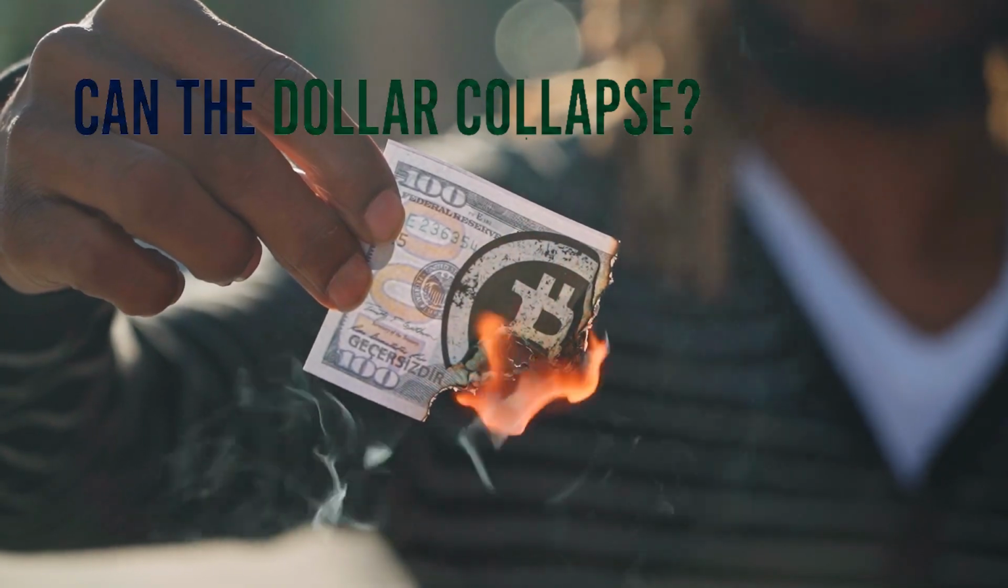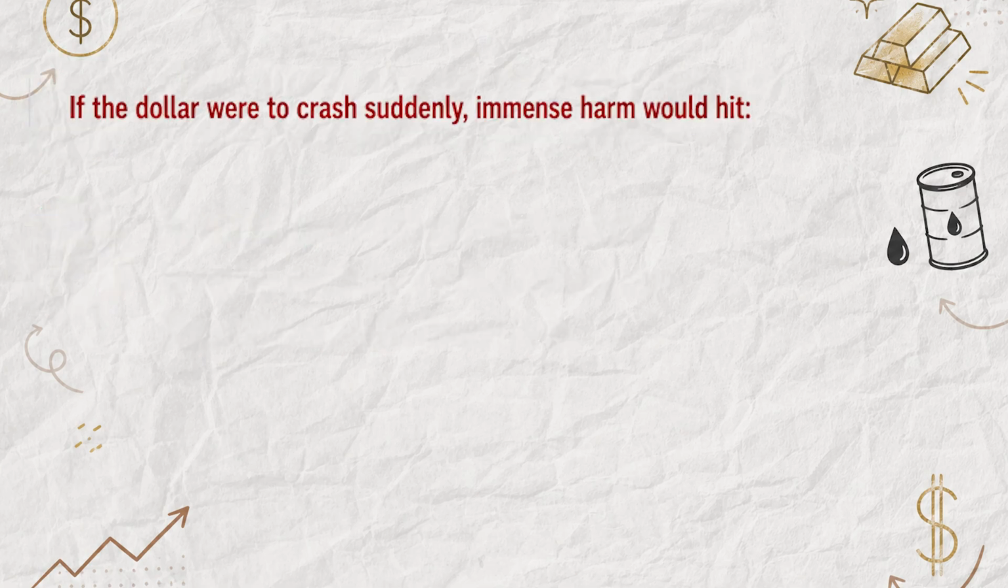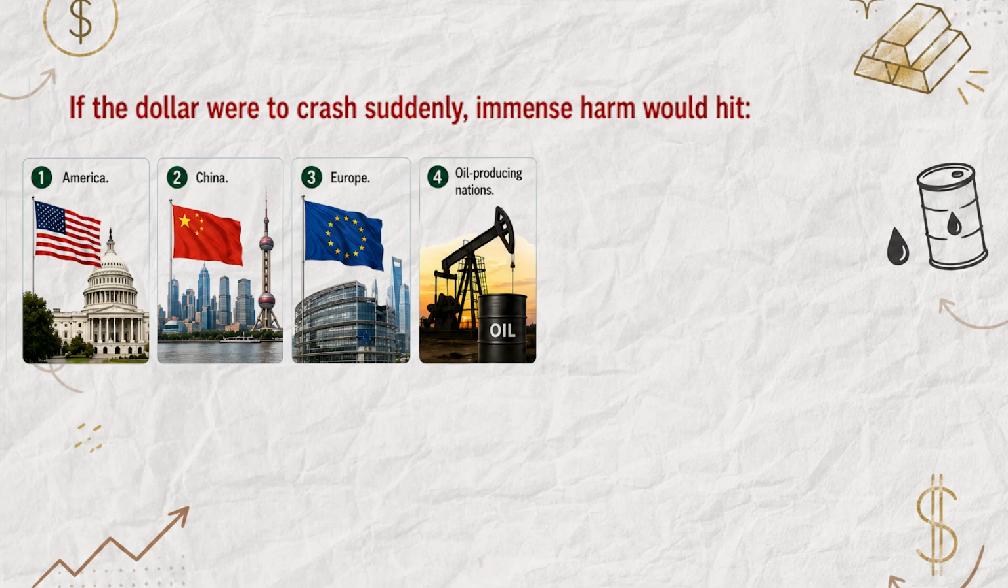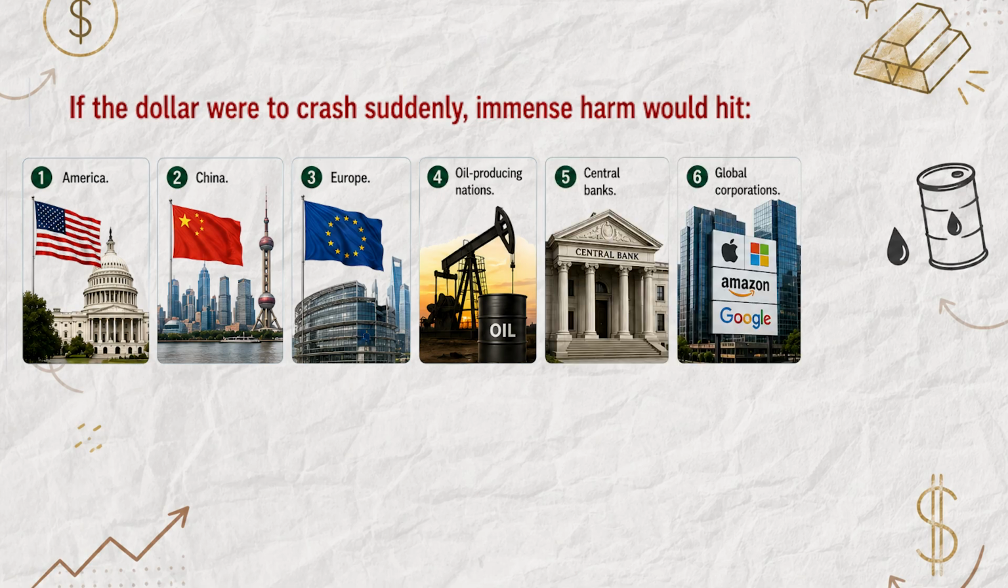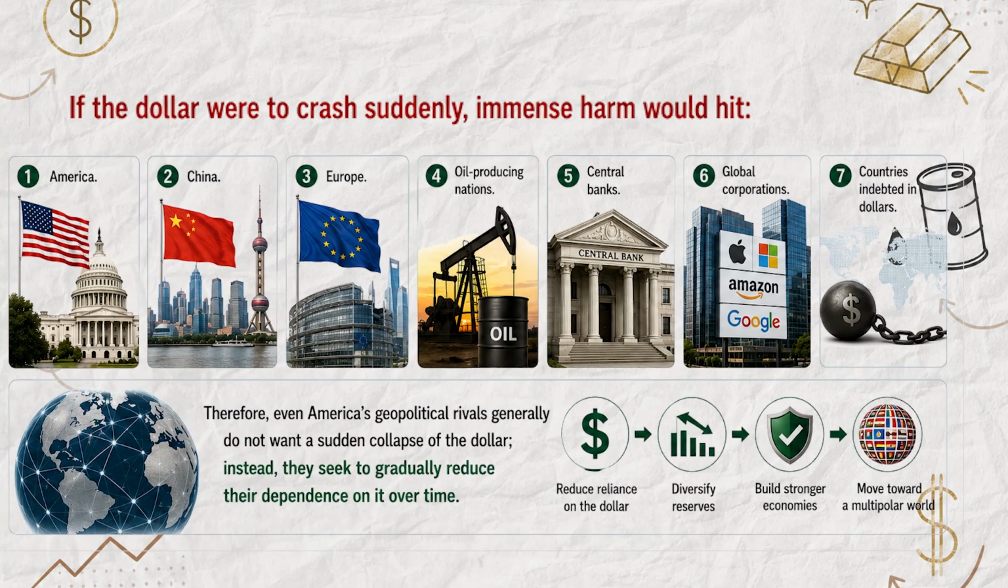Can the dollar collapse? Theoretically, yes. Any currency can weaken or collapse if people entirely lose faith in it. Practically, a collapse of the dollar is highly unlikely at present because the entire world is linked to it. If the dollar were to crash suddenly, immense harm would hit America, China, Europe, oil-producing nations, central banks, global corporations, countries indebted in dollars. Therefore, even America's geopolitical rivals generally do not want a sudden collapse of the dollar. Instead, they seek to gradually reduce their dependence on it over time.